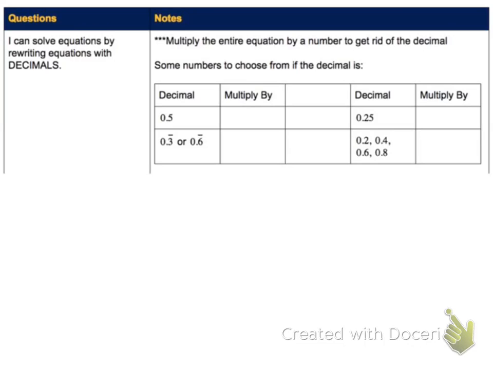If your decimal ends in 0.5, you should multiply the entire equation by 2. If it ends in 1/3 or 2/3, or 0.3 repeating, 0.6 repeating, you should multiply the entire equation by 3. If it ends in 0.25, you should multiply the entire equation by 4. And then if it ends in 0.2, 0.4, 0.6, or 0.8, you should multiply the entire equation by 5. Let's take a look at an example.